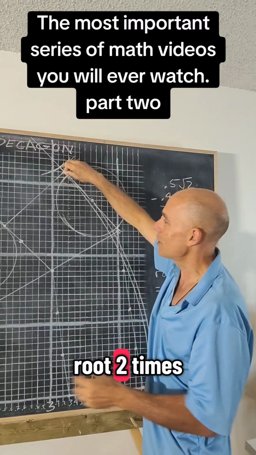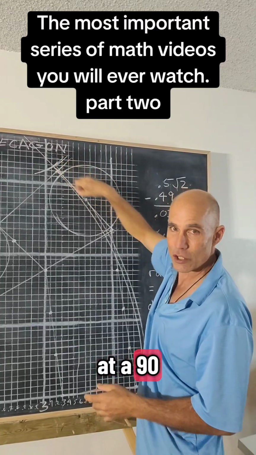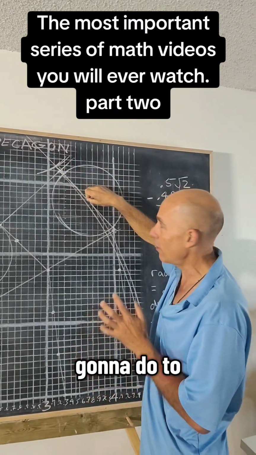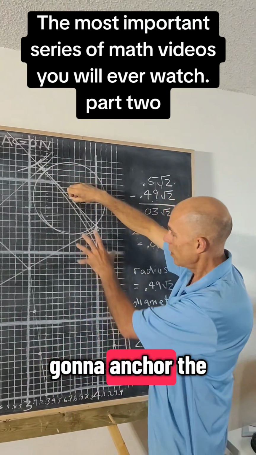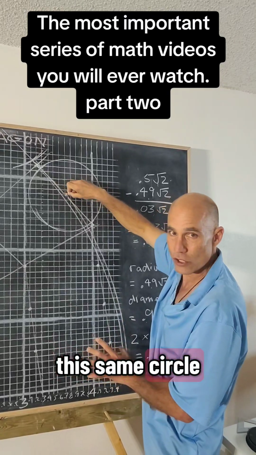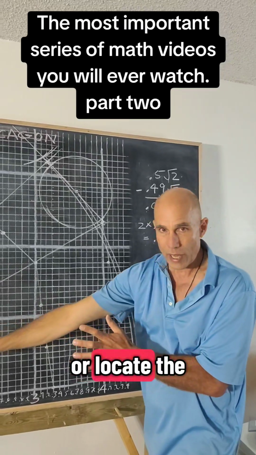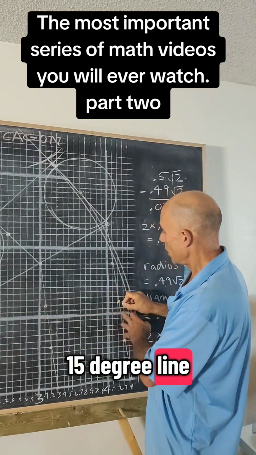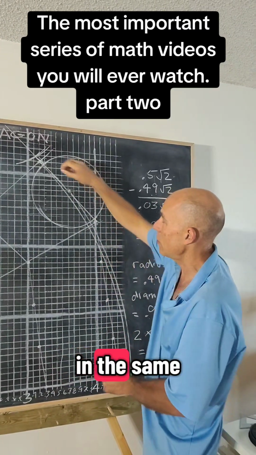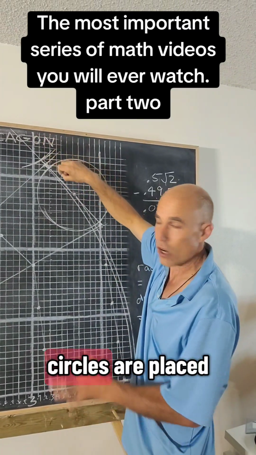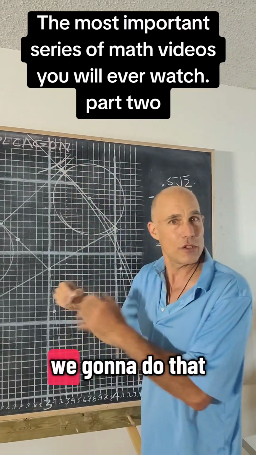0.96 root 2 times 4 plus 0.5 root 2 at a 90-degree angle. So that's what we're going to do to find out that radius. We're going to draw these circles, and then we're going to anchor the circles here on this same circle, but we need to locate the 15-degree line so that we can place these circles on either side of the 15-degree line in the same way that these 2 circles are placed on either side of the 45-degree line. So how are we going to do that?